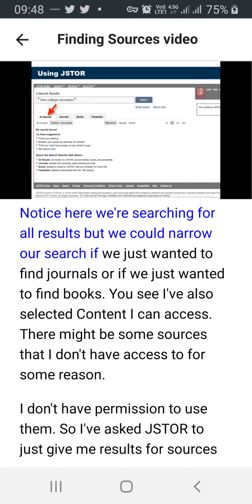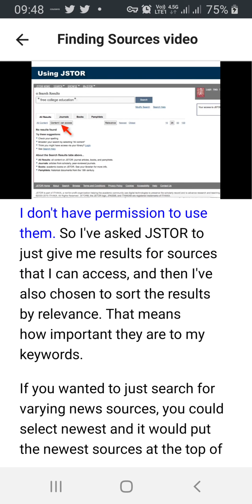Notice here we're searching for all results, but we could narrow our search if we just wanted to find journals or if we just wanted to find books. You see, I've also selected content I can access. There might be some sources that I don't have access to for some reason. I don't have permission to use them. So I've asked JSTOR to just give me results for sources that I can access.